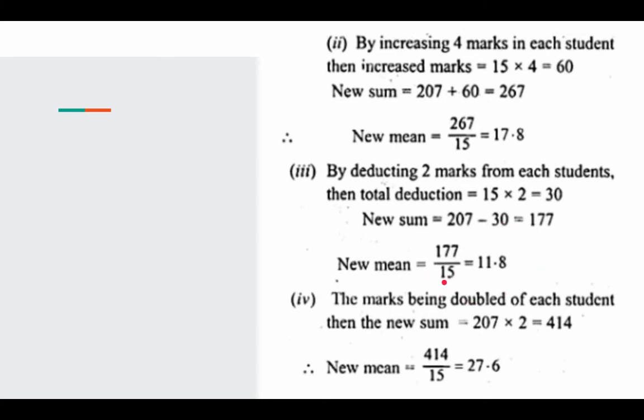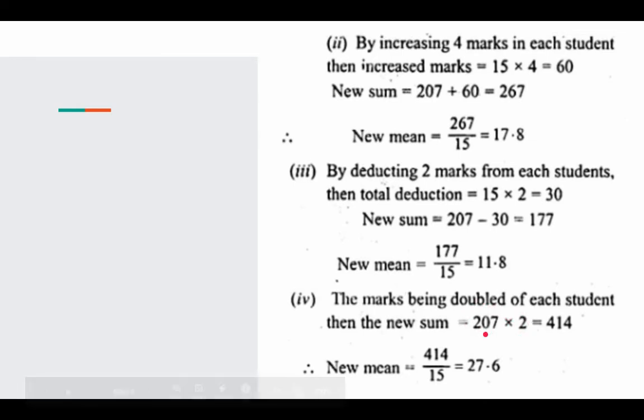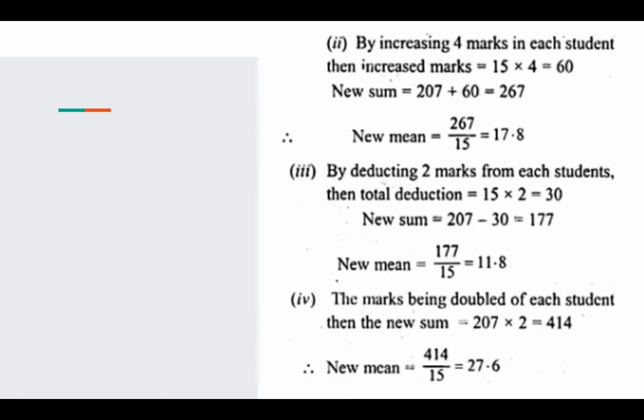Last part, the fourth part in the question, says: the mean of their marks when the marks of each student are doubled. Now doubling means what? Multiplying by 2. 207 was the sum of observations initially. Doubling means simply multiplied by 2. We get the new sum of the observations as 414. The number of students will remain the same, 15. So divided, what do you get? 27.6. Clear, everyone?